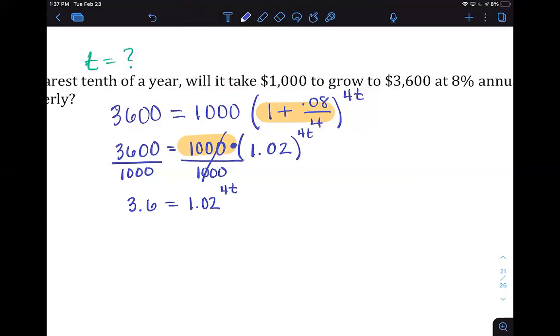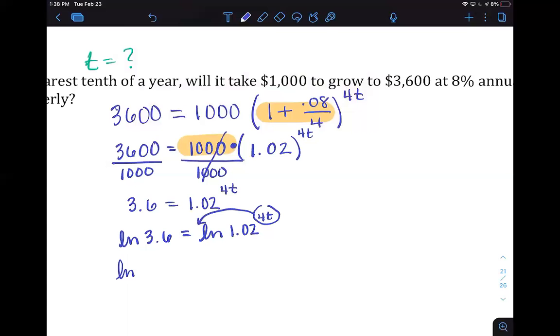Are the bases the same? No. So what do we need to do? Log both sides. You can either use log or natural log. Let's just stick with natural log. So ln of 3.6 equals ln of 1.02 to the 4t power. By doing that, what does that allow us to do on the right-hand side? Move the 4t to the front.